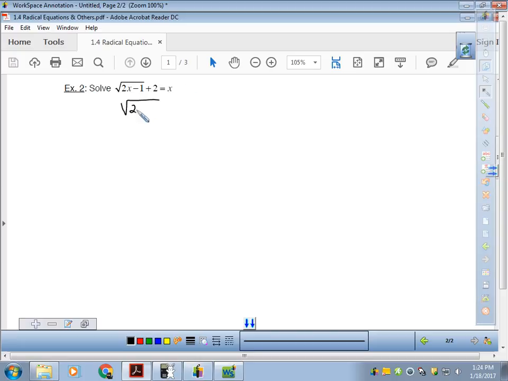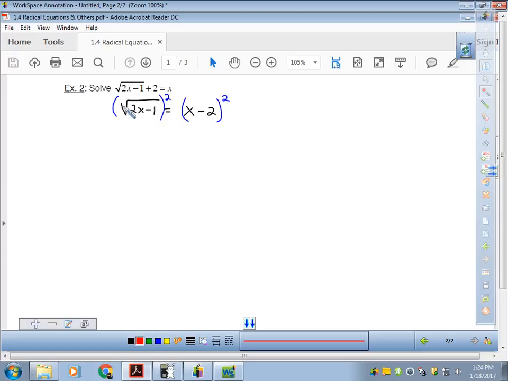So I'll have square root 2x minus 1 equals, I move that 2 over, I will have x minus 2. Okay. So there we go. I've now isolated the radical. The next step is I want to get rid of this square root. To get rid of a square root, I square. And I have to do that on both sides.